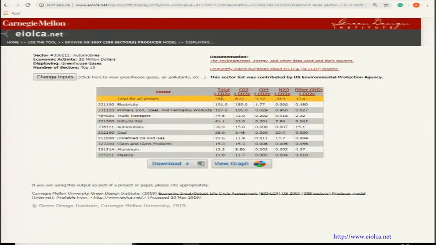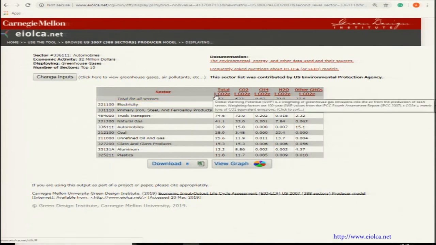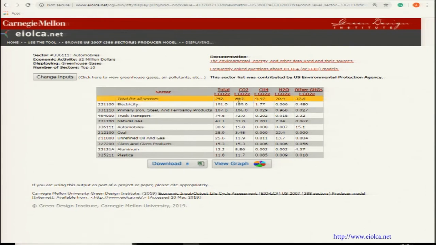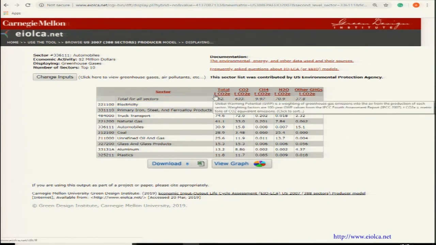Greenhouse gases. The total greenhouse gases produced would be 752 tons, of which carbon dioxide is 633 tons, methane is 9.97 tons, nitrogen oxide is 70.9 tons, and other greenhouse gases are 37.8 tons. What are the various sectors affecting these greenhouse gases? Electricity is at the top.